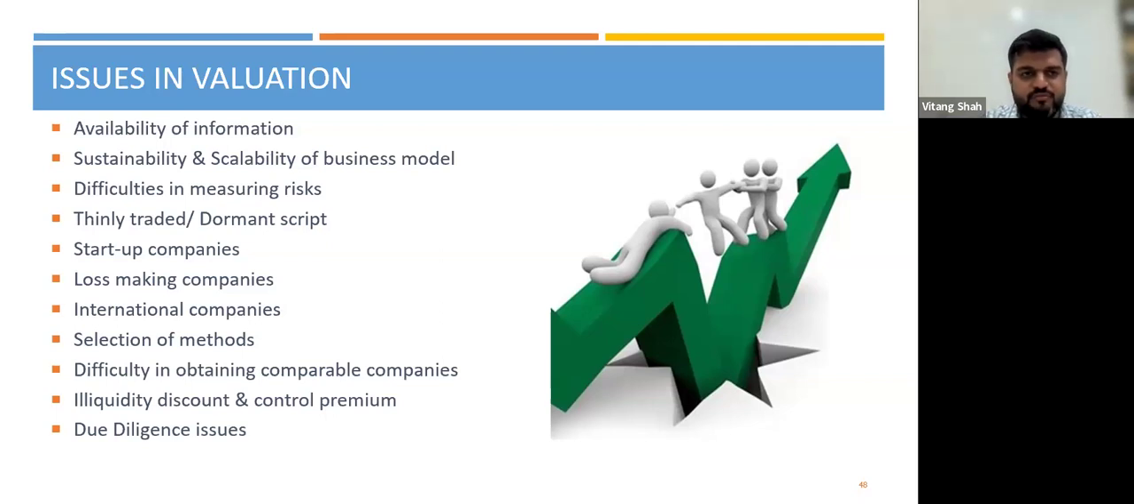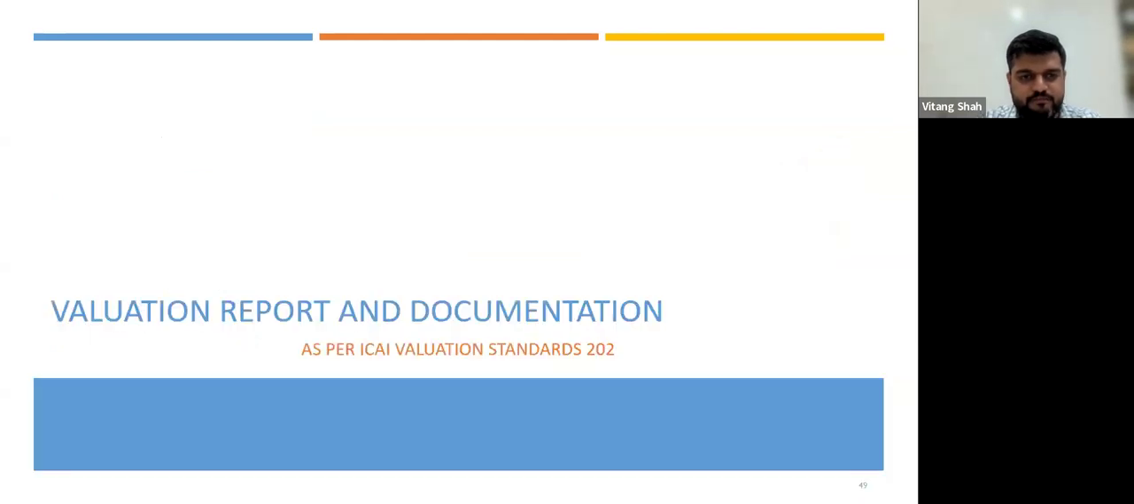Due diligence issues are something wherein a lot of transactions get stuck. When they do the due diligence, at that time they get a lot of information regarding the company, and that then needs to be factored in the valuation. And not necessarily during the initial due diligence or limited review due diligence will all of the information be shared by the company, because it is an initial stage of due diligence, and the deal has not yet been executed. So that's where not all of the information may be shared by the company being evaluated.